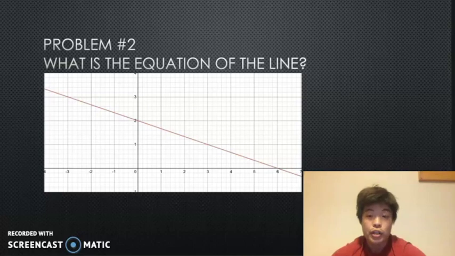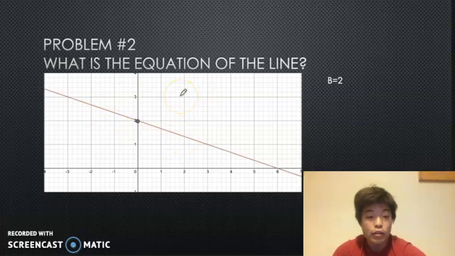Okay, so what you should have done is first identify the y-intercept. This is really easy. Where does this line cross the y-axis? You should be able to know that it's at 0, 2. So you should already find b. b equals 2. This should have been the very easy part.